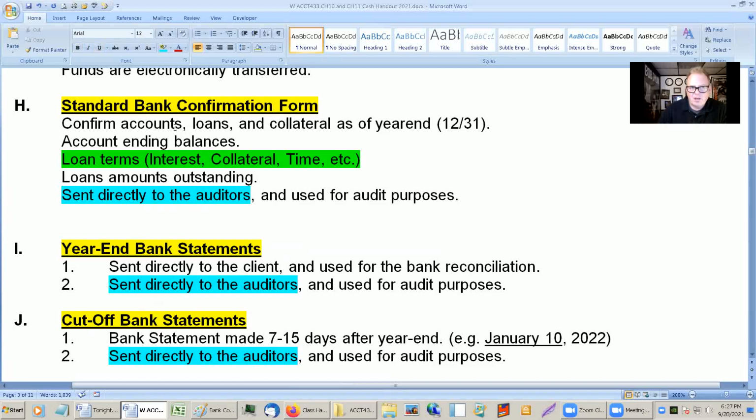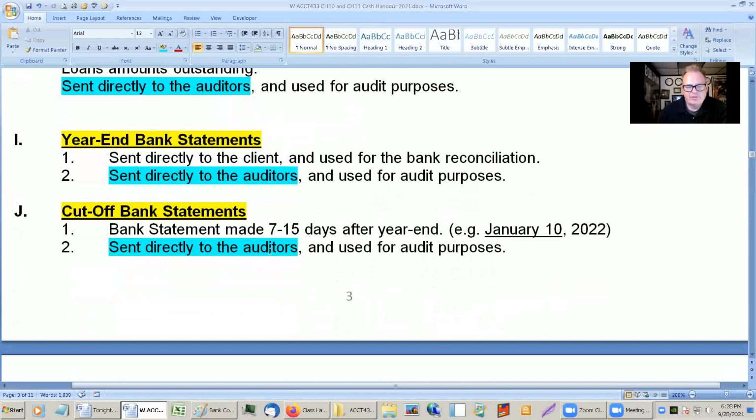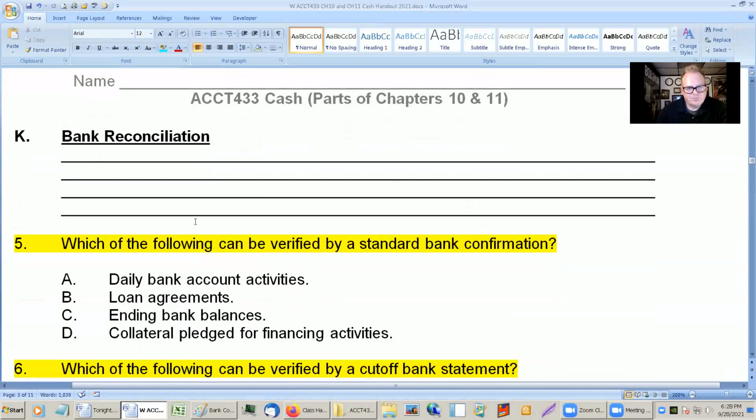The year-end bank statement and cutoff bank statement relate directly to transactions that we're going to look at. The standard bank confirmation does not look at transactions. There's no transactions listed on it. It just shows the ending balances and the terms. It doesn't show checks written, deposits made, none of that is in there. So this one's sort of like a snapshot picture of their banking agreements as of year end, not any time in between. Whereas the bank statement shows what they did for the last month. And this one will be for the last, whatever, 15 days. Okay.